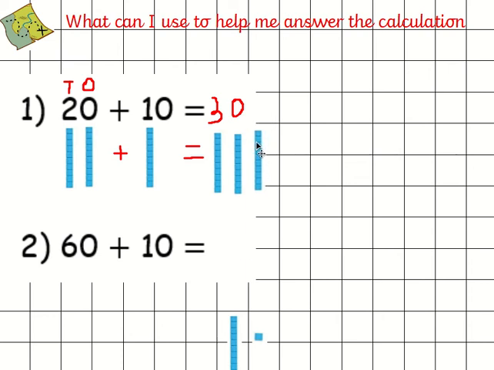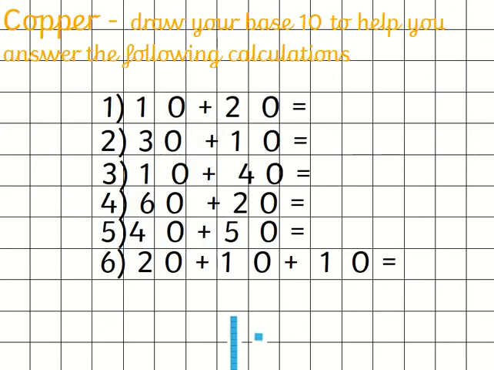If you'd like to pause the video and have a go at question 2 yourself, it's 60 add 10. Some of you may be able to do this in your head, but for now, I'd like you to be partitioning the numbers and how many lots you need, okay? So like I say, quickly pause the video and have a go yourself.